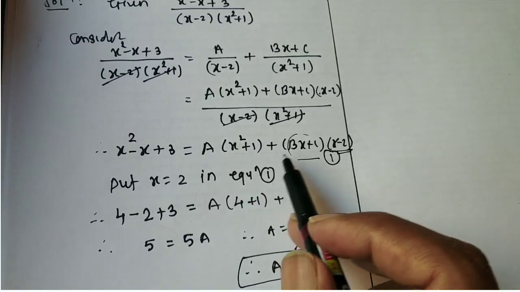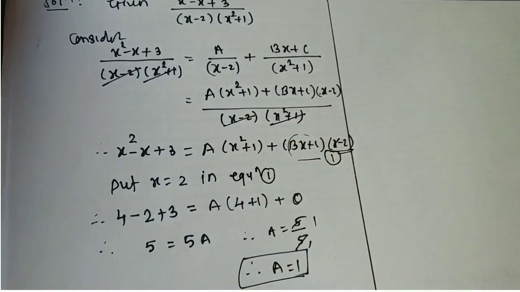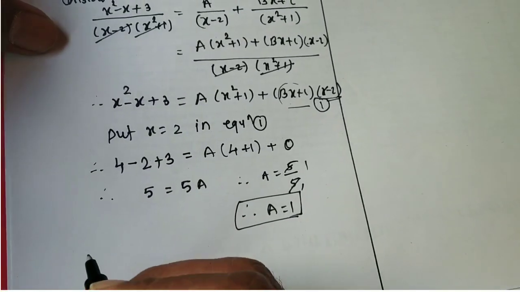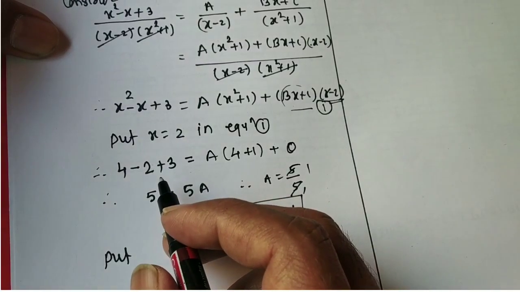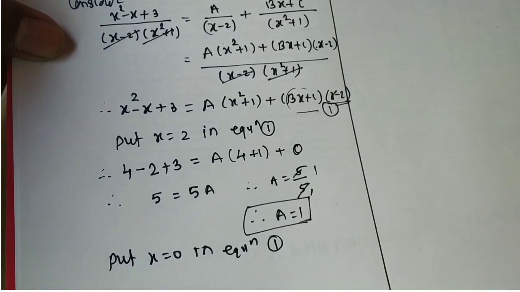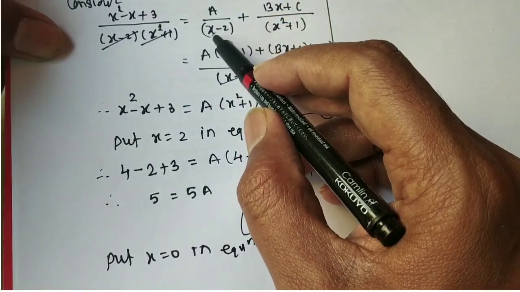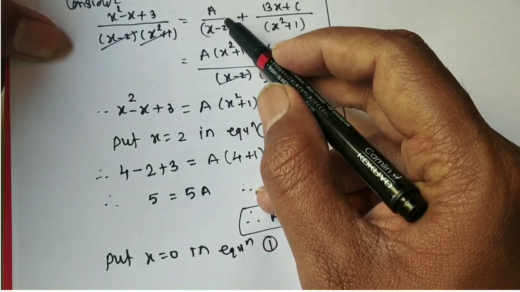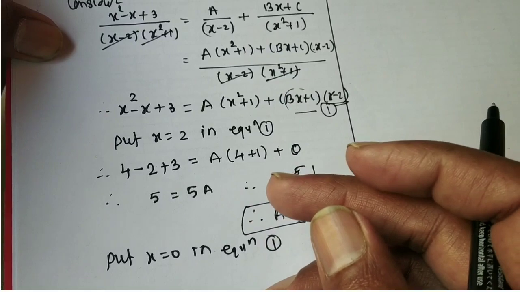So this is the first value, A. How did I do this? I substituted x equal to 2 in equation first because we have x minus 2. Now we will find the second values. Put x equal to 0 in equation first. Whenever you have one quadratic and one linear factor, first put x equal to the root of the linear term, and then every time put x equal to 0 in equation first for this type of problem.